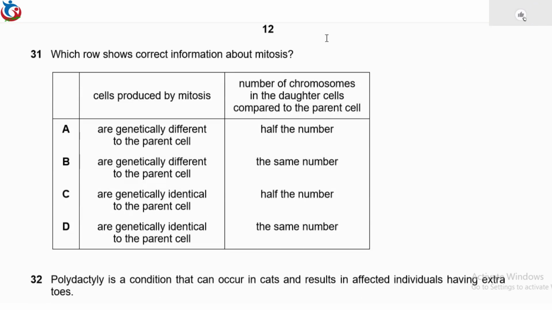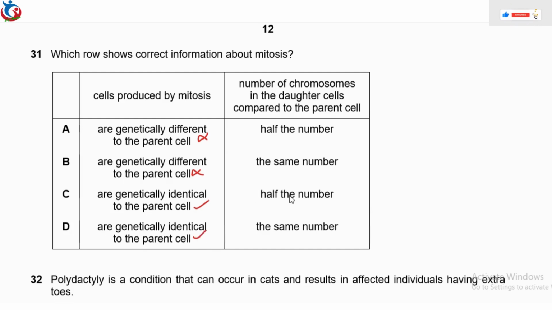So we now move to the next question, which is question 31. Question 31 says, which row shows correct information about mitosis? Now let's take a good look at this information. Cells produced by mitosis, what are the properties? A, are genetically different from the parent cell. No. During mitosis, the daughter cells are identical to the parent cell. So this makes options A and B wrong. This information here is correct. So we are left with C and D.